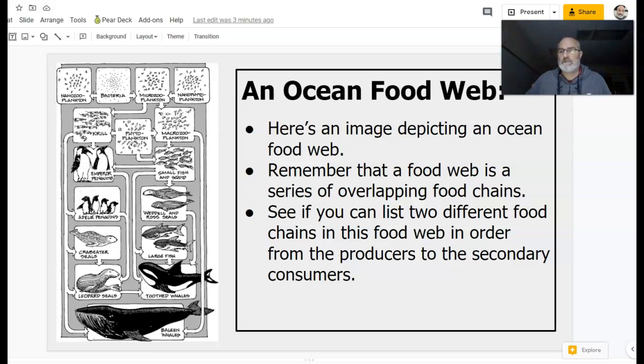Okay, last thought about the plants and animals that are inside the ocean. I want you to take a look at this particular graphic, because it's showing an ocean food web. Now remember, we just talked a minute ago that a food web is several overlapping food chains. Can you find at least 2 different food chains inside of this food web? And I want you to list out from producer all the way through primary and secondary consumer. So literally write out a food chain for me. And then once you have your 2 food chains, I want you to compare them to each other. How are they similar to one another and how are they different from each other?